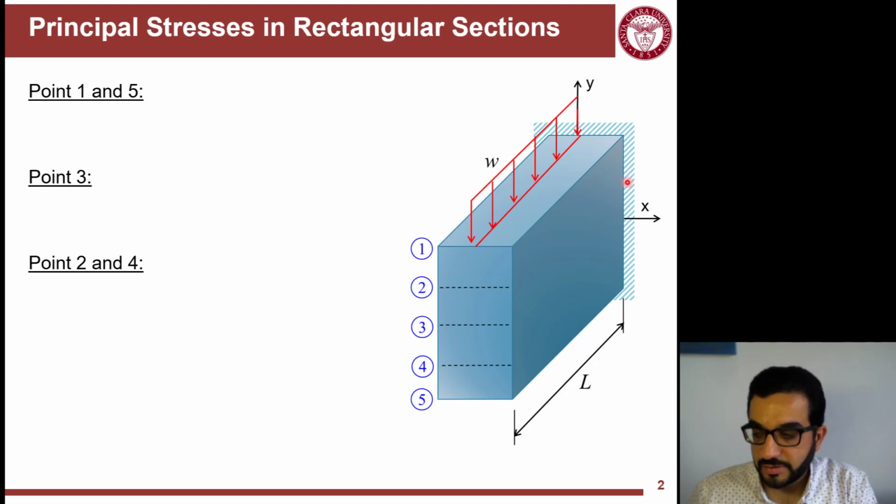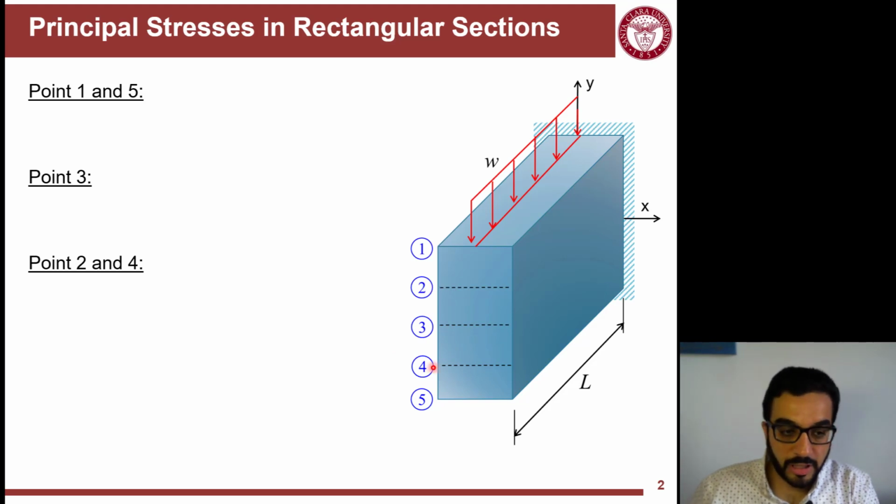If I look at it, it's a cantilever. The critical section is at the support. And I'm looking at point 1, which is here at the top, point 5 at the bottom, point 3 at the neutral axis, and points 2 and 4 at quarter height, at the top and the bottom of the neutral axis.